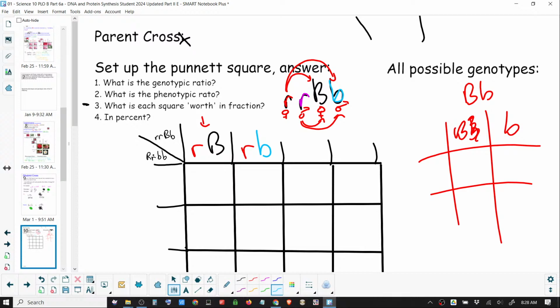And the next one's RB. But then you have RB, and then RB. And I'm just saying the letters all over again, so it doesn't make sense.